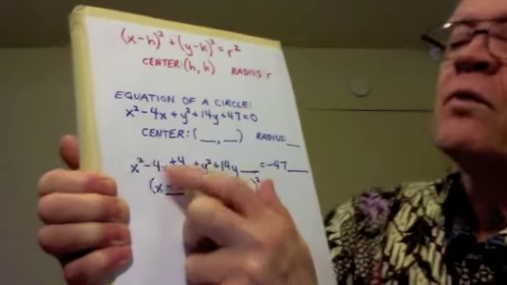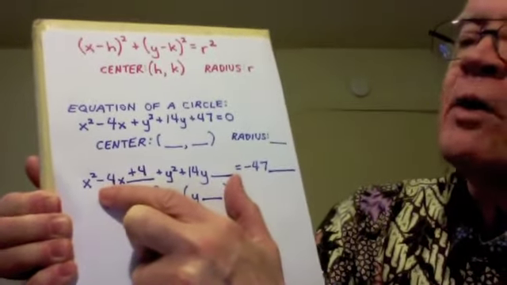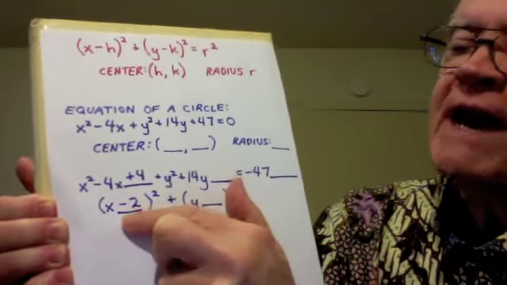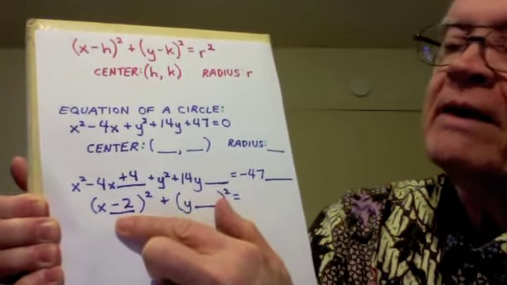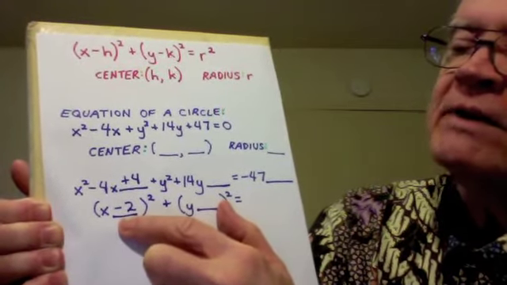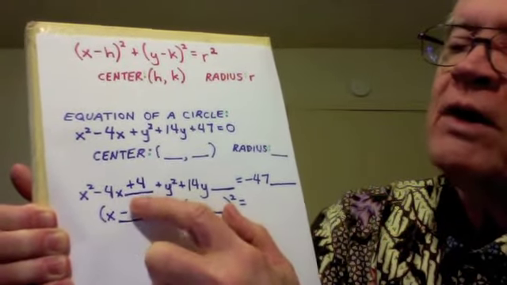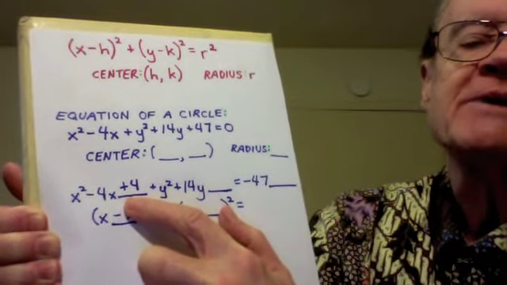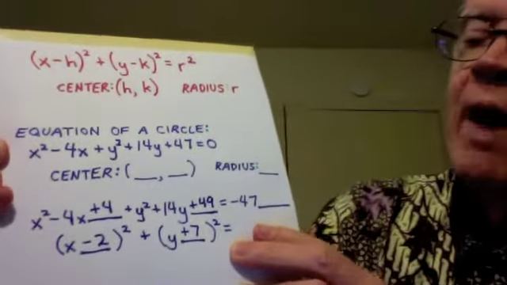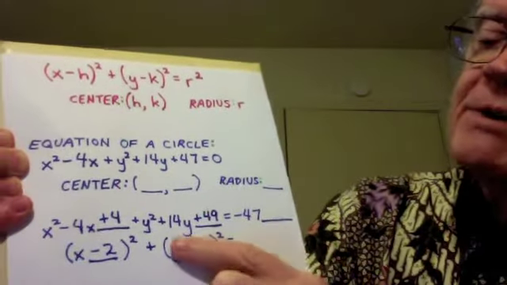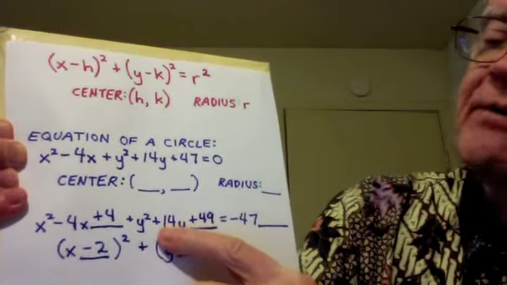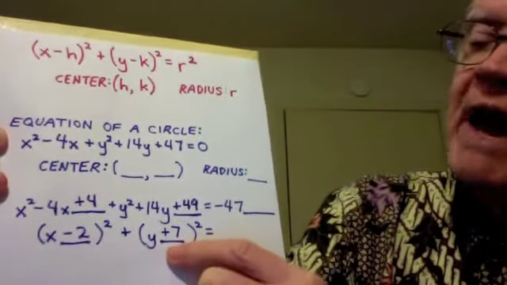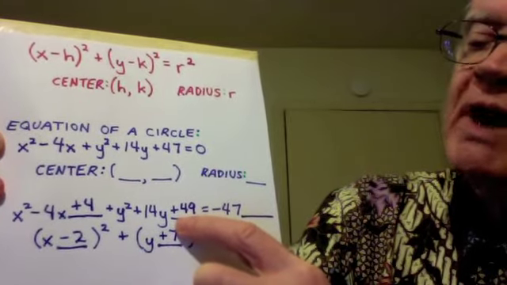With the x's, we divide the coefficient of x, which is negative 4, by 2, which gives us negative 2, that goes in the lower blank, and then we square that. Negative 2 squared is positive 4, so we put a plus 4 in the upper blank. That's with the x's. We do the same thing with the y's. First step is to divide the positive 14 by 2, which is positive 7, that goes in the lower blank. Square that, we get positive 49, that goes in the upper blank.